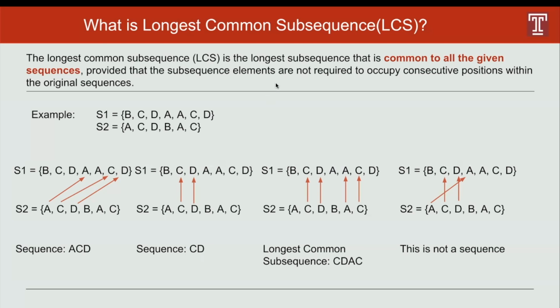So the longest subsequence is the one that is longest and common between them. Let's go to the third example and see whether we find the longest or not. Let's start from C. Yes, C is here, so we enter C, and then D. Yeah, D is equal to D, and then we go to B. Is there any B? No, there is no B. So we go to A. Yes, A equal to A and C equal to C. So there is a sequence common between them. What is it? C, D, A, C. This has a length of 4.